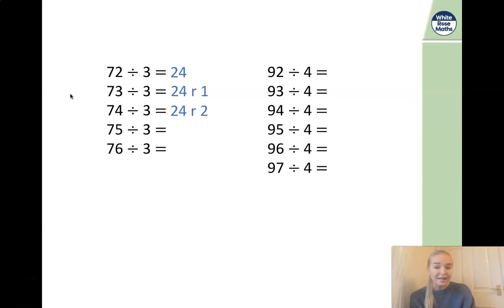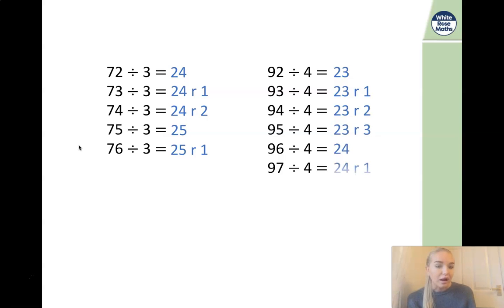Similarly, there, 75 divided by 3, 75 is 1 more than 74. So surely it would be 24 remainder 3. But would it? Have a think. No, because we can see here we have got enough remainders to make another group because our divisor is 3. So we could make the number 25. And 76 is 1 more than 75, so we'd have 1 more remainder, which would be 25 remainder 1.